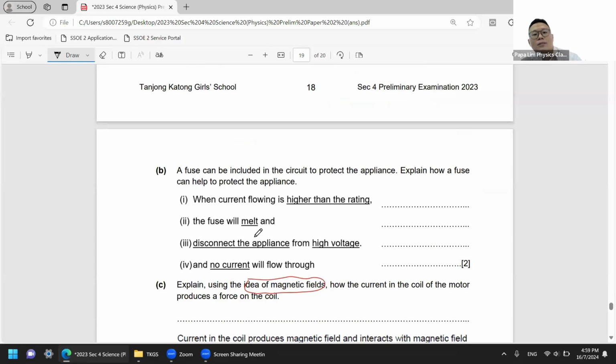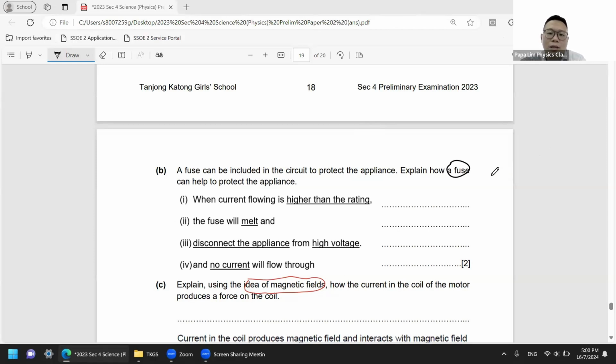Part B, how does the fuse work? Now, when we talk about fuses, we look at the 6 precaution methods. We have your earth wire, your fuse, your socket, your circuit breaker, then your double insulation, and the last one is your switches. These 6 precautions have their standard keywords, so as a student, you must know how to use them correctly.